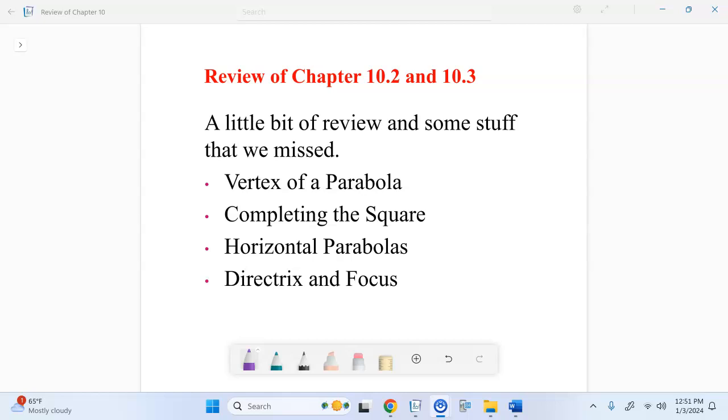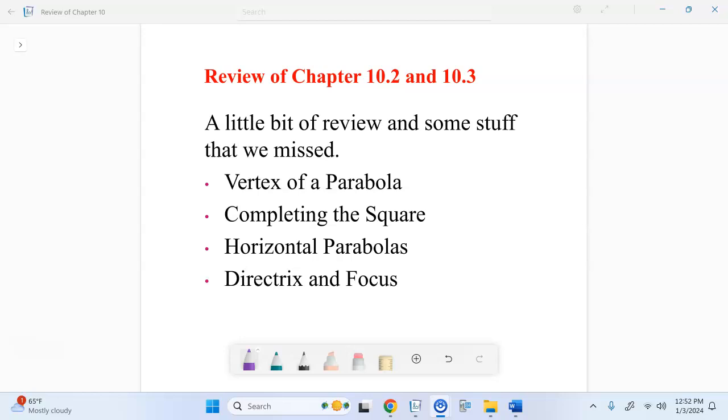So we're going to review some key features of our quadratics that we covered in Chapter 10. We're also going to be looking at and reviewing how to do completing the square. We went over completing the square. We didn't use it a whole lot in Chapter 10, but I told you we were going to come back around and we're going to have to use it a lot in this chapter, which is why we did it then.